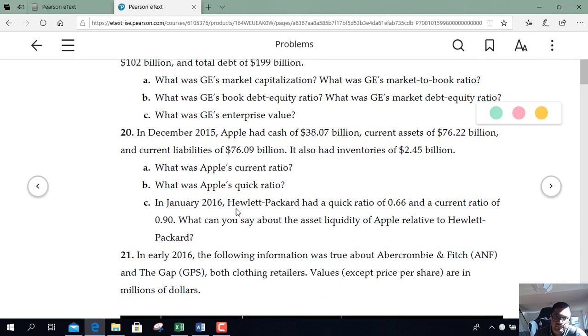Okay. Next, the 20th one. In December 2015, Apple had cash of 38.07 billion, current assets of 76.22 billion and current liabilities of 76.09 billion. It also had inventory of 2.45 billion. So they are asking you the current ratio and quick ratio. In 2016, HP had a quick ratio of 0.66 and current ratio of 0.9. What can you say about the liquidity of Apple as compared to HP?